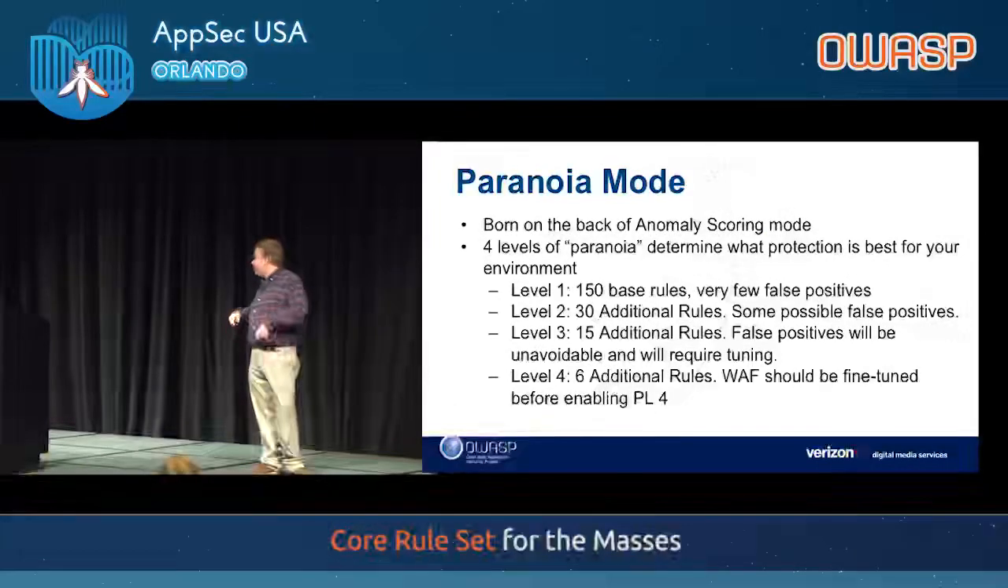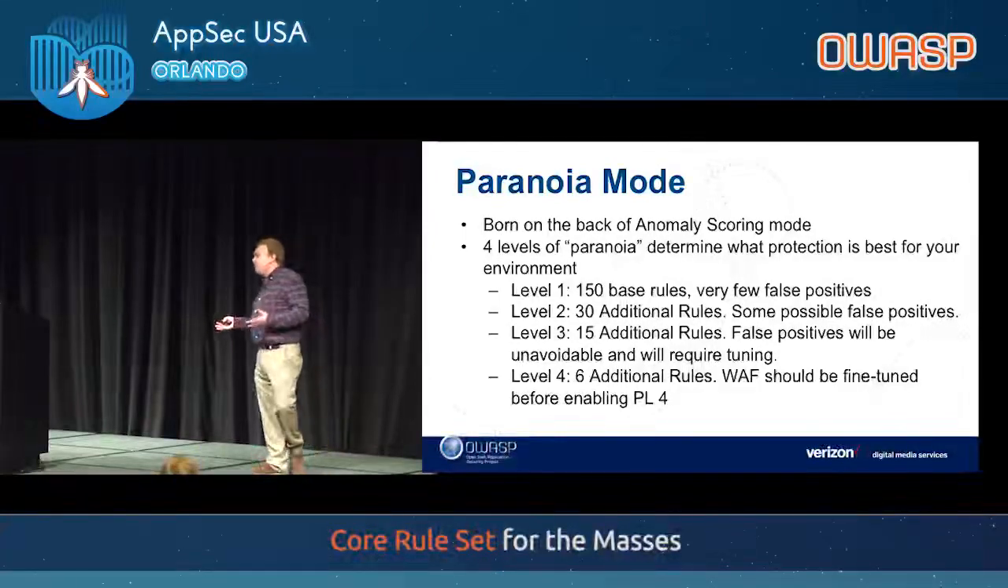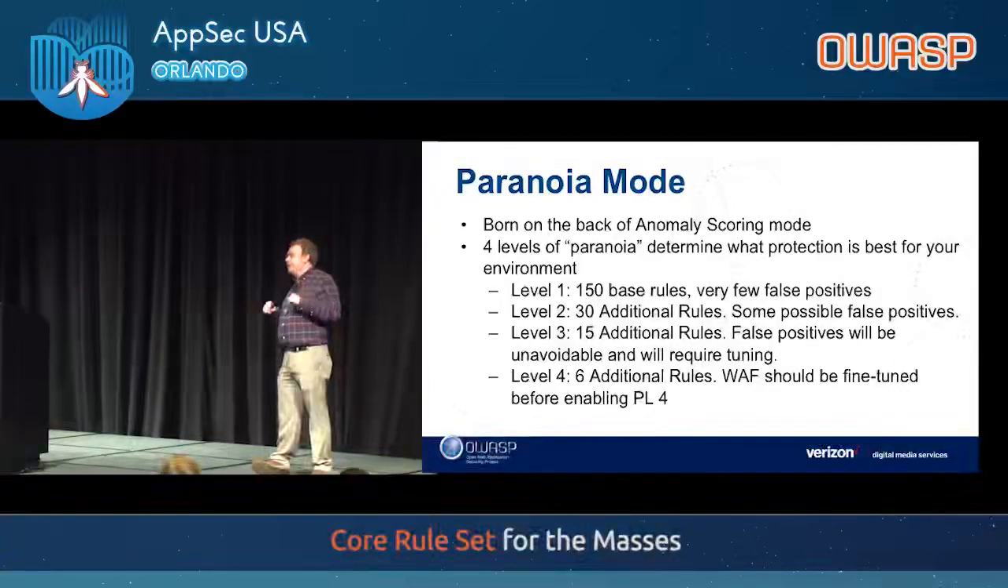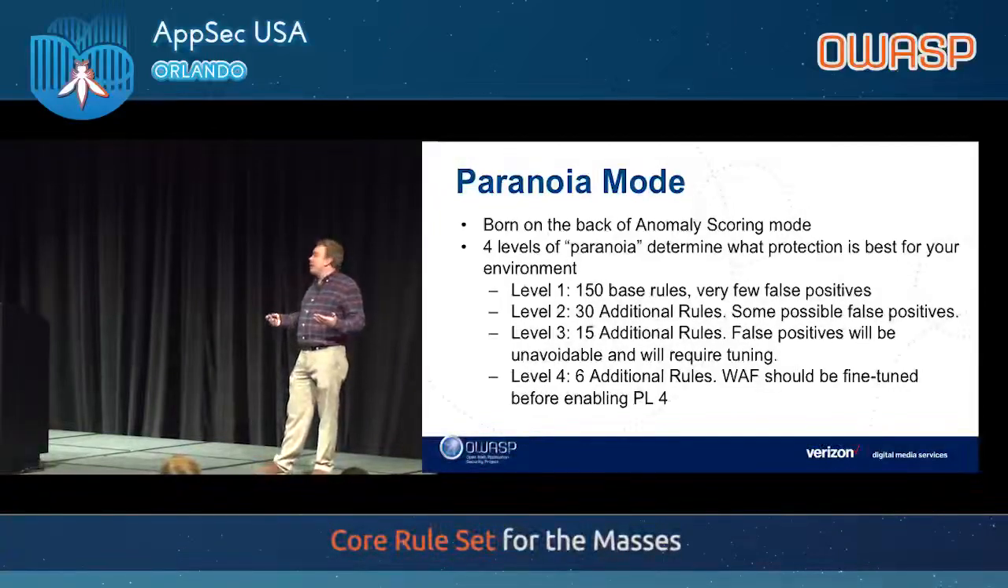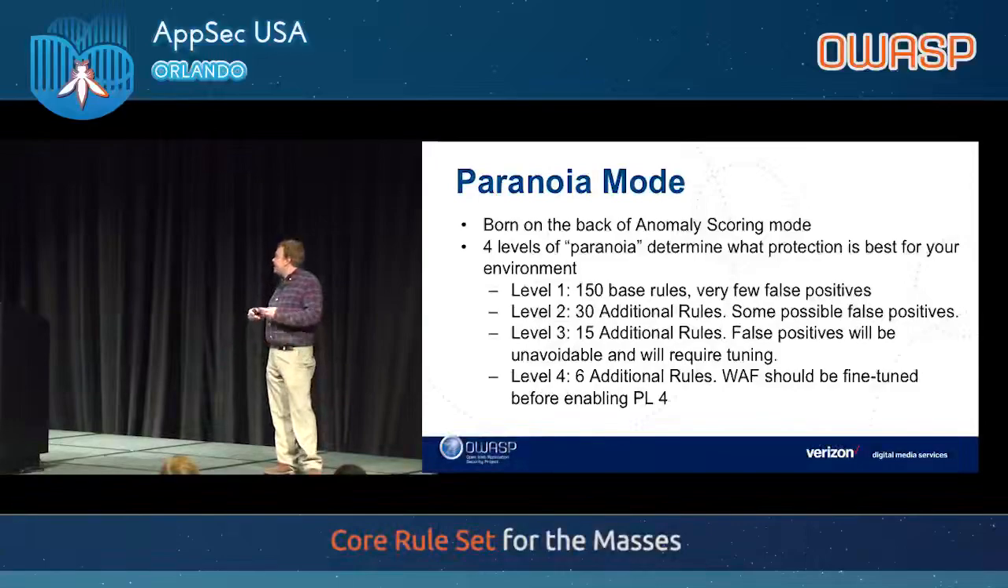Paranoia mode was built on the back of anomaly scoring mode. If you remember what I was referring to with anomaly scoring, having 1 to a larger integer depending on how large the attack is, paranoia mode is a bit simpler. Imagine a slider from 1 to 4, 1 being the least sensitive and 4 being the most sensitive. If you set up ModSecurity 3.0.2 out of the box, you would start at paranoia level 1. You get about 150 rules and very few false positives. This is what I would suggest you run first.